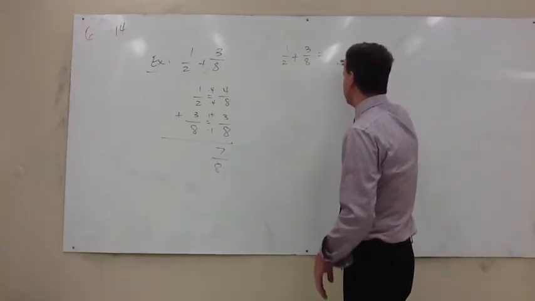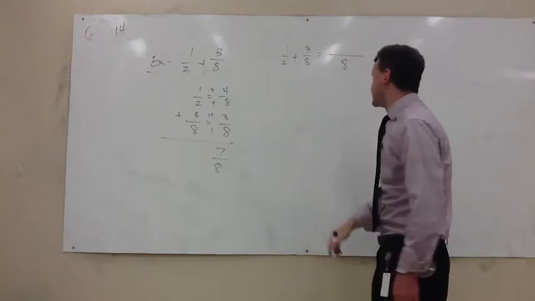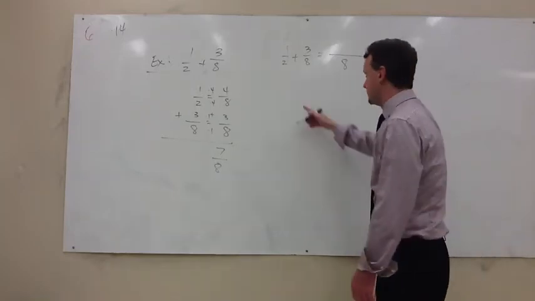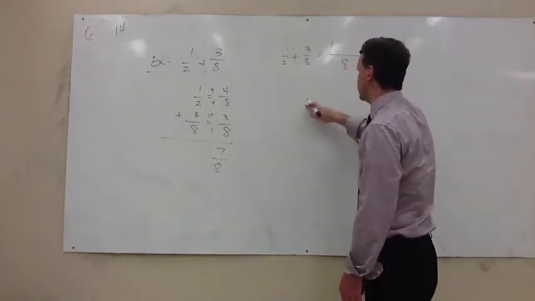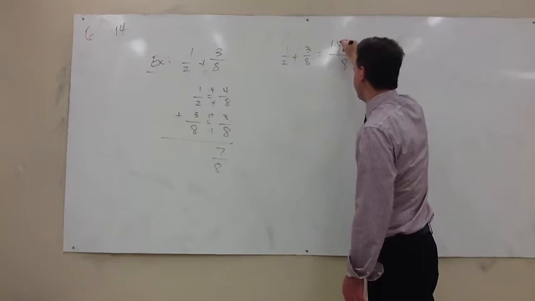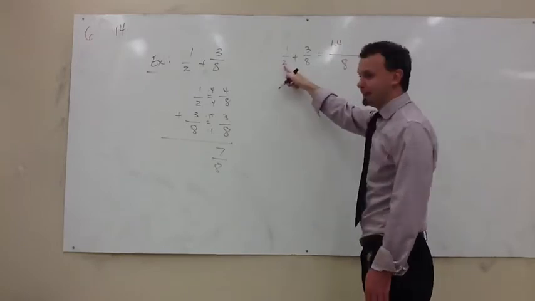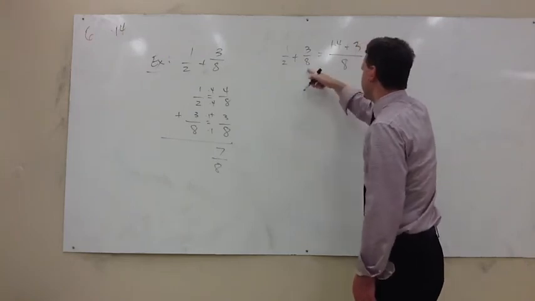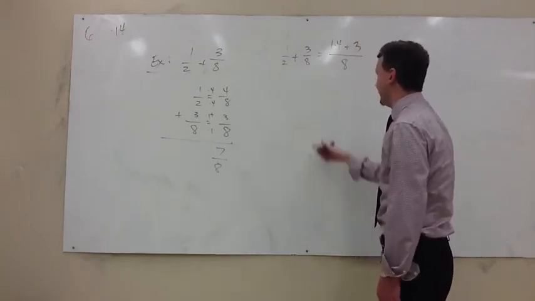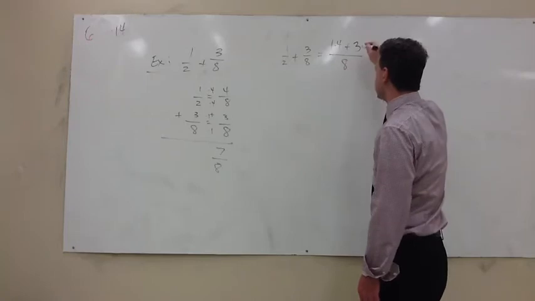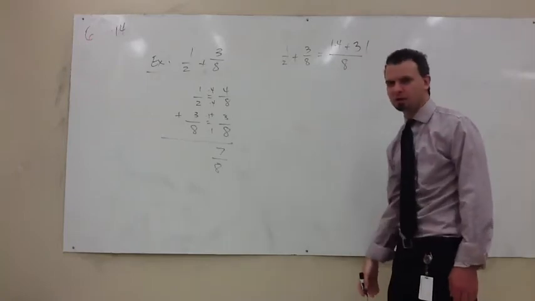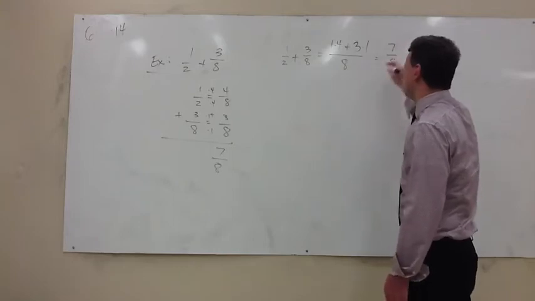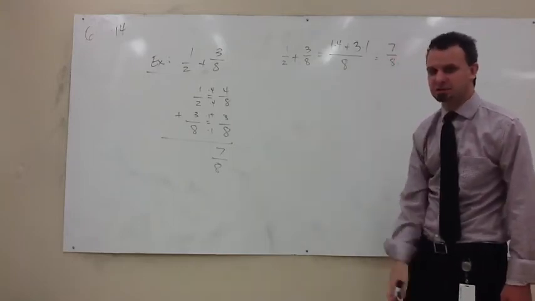So, the common denominator is 8, so I'm going to write the whole thing over 8. The first term was a 1 in the numerator, but I need to multiply by 4 to make this 2 into 8. Plus, the second fraction had a 3 there, and its denominator already is the least common denominator, so I multiply by 1 to keep it the same. And then that gives me 7 over 8.